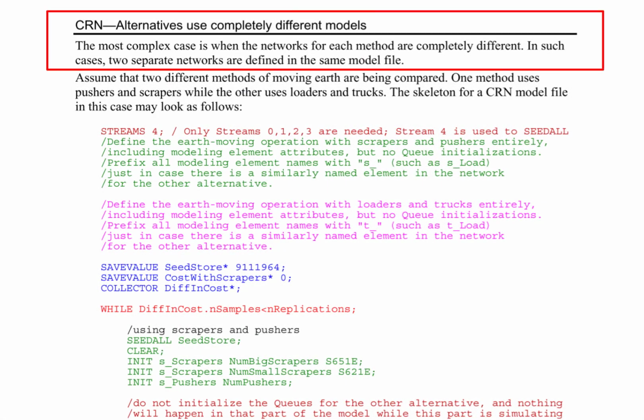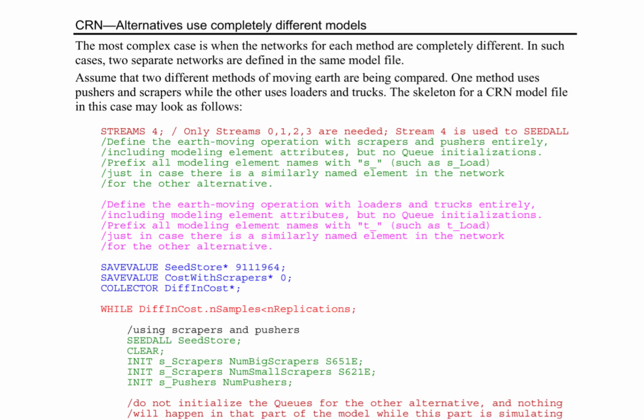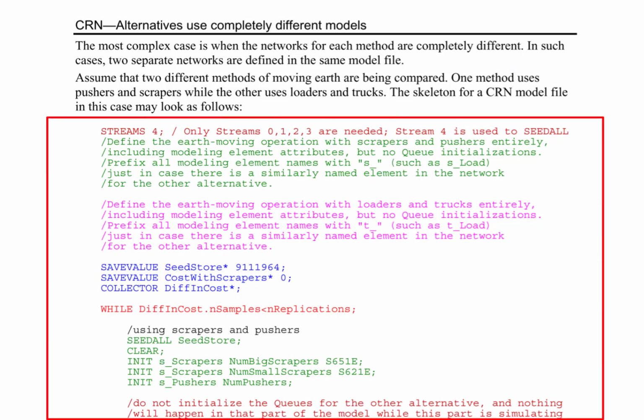The most complex case is when the networks for each method are completely different. In such cases, we need to define two separate networks in the same model file. Assume, for example, that two different methods for moving earth are being compared. One method uses pushers and scrapers, while the other uses loaders and trucks. In this case, the skeleton for a common random numbers model file may look as follows.